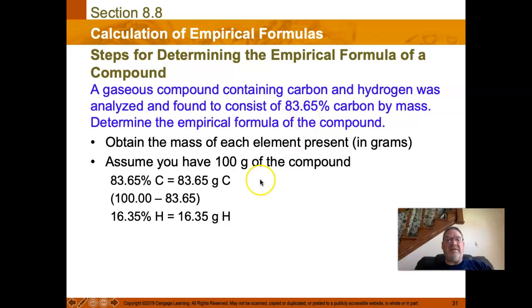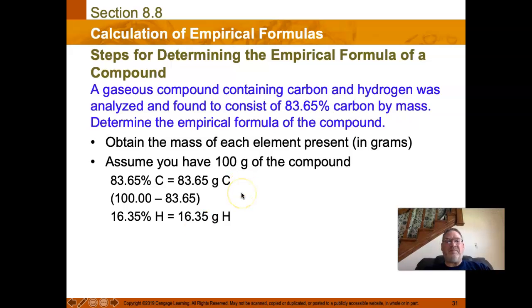If you're given a percentage, look at what they're saying. We're going to assume that we have 100 grams of the compound. Percentages should add up to 100. So look at what they're saying here. We've got a compound with carbon and hydrogen, 83.65% carbon by mass. So if I have 100 grams, that means I have 83.65 grams of carbon, and the hydrogen falls from that.